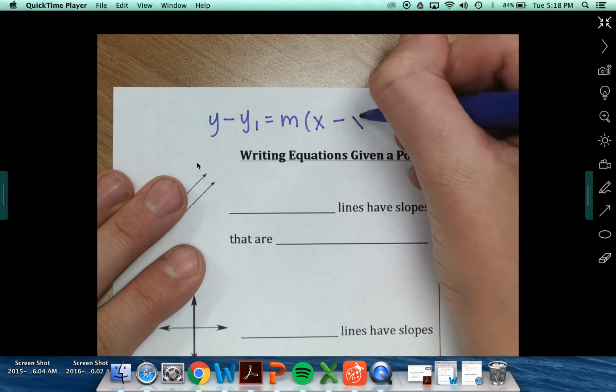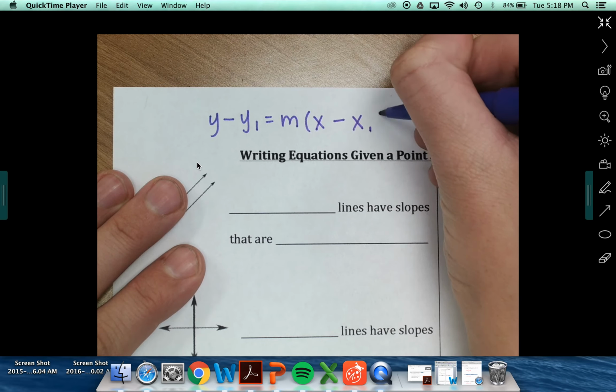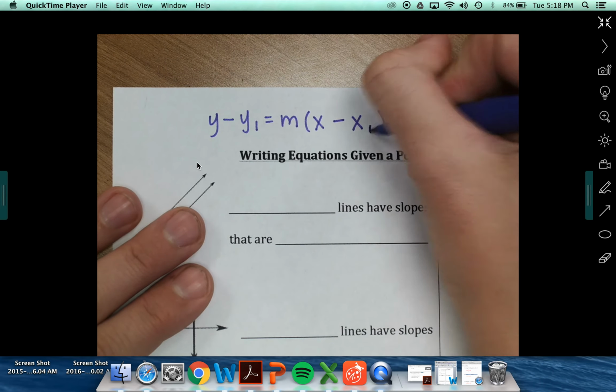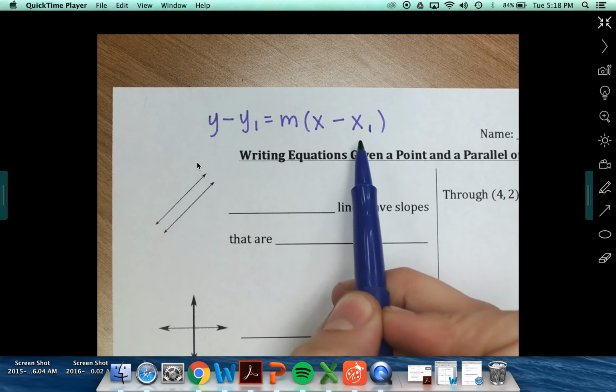So now that hopefully we have mastered writing equations given a point and a slope, we're going to add a component to this. We're going to be writing equations given a point and then a parallel or a perpendicular line. So we're given either of those. The point slope form is going to remain the same. So y minus y1, or y value, equals m, our slope, then in parentheses x minus x1, or the x value. Okay, so this formula is going to stay exactly the same.